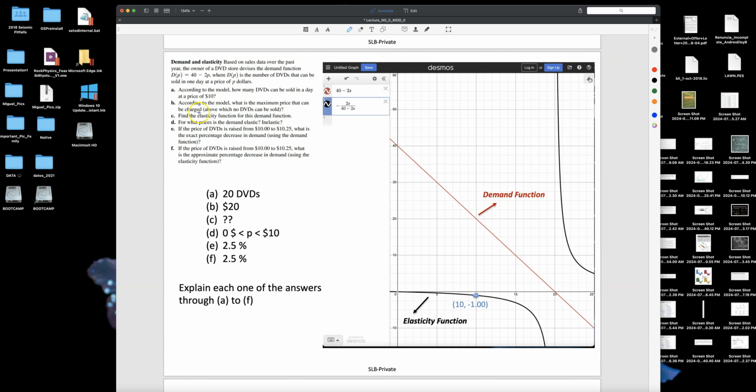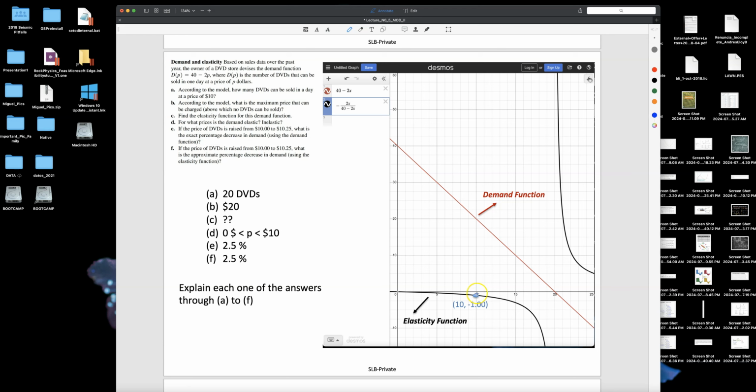And they say, well, according to the model, how many DVDs can be sold in a day at a price of $10? Well, we need to use the model. So what I'm going to do is just plug $10 in here, and the maximum number of DVDs that I can sell in one day, if the price is going to be $10, is going to be 40 minus 2 times 10. That is going to give me 40 minus 20, that is 20. And that's what I have here.